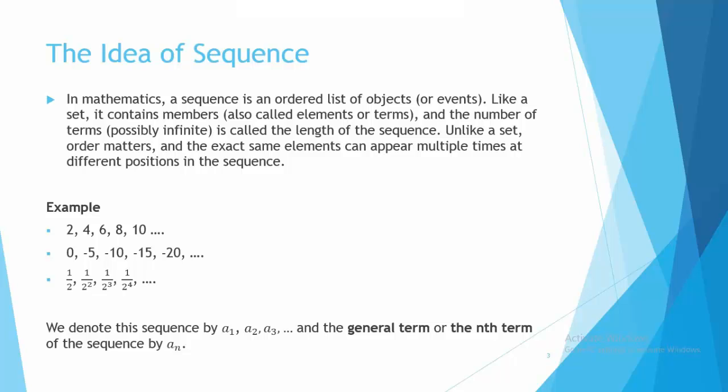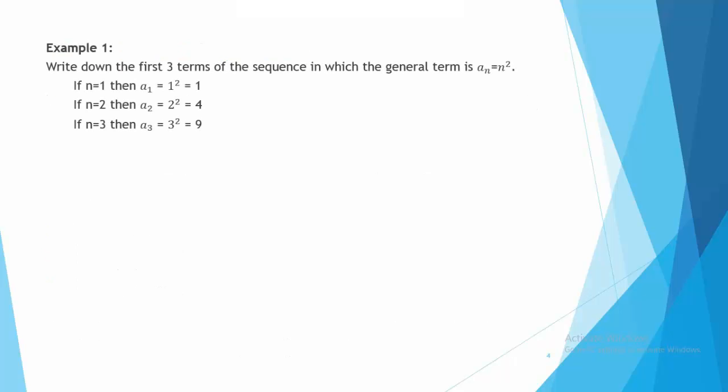We denote this sequence by A1, A2, A3, and so on, and the general term or the nth term of the sequence by An. So let's have an example. Write down the first three terms of the sequence in which the general term is An equals n squared. If n equals 1, then A1 equals 1 squared equals 1. If n equals 2, then A2 equals 2 squared equals 4. If n equals 3, then A3 equals 3 squared equals 9.